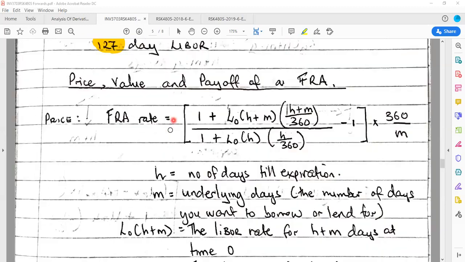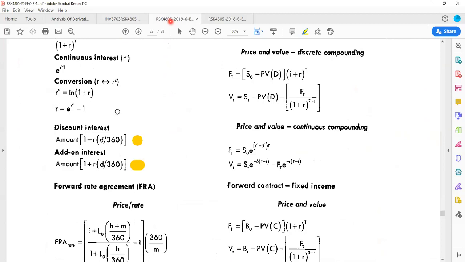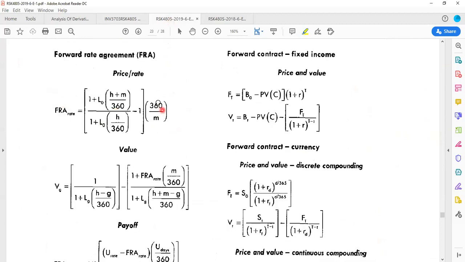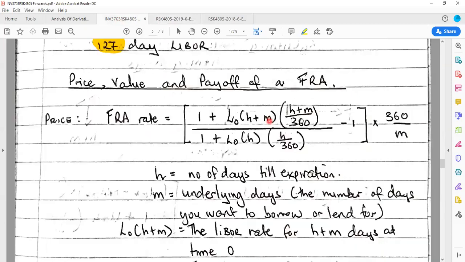On the exam paper, they give the following formula for the FRA rate, but the way they wrote this, it can be a bit misleading, especially these parts. So I prefer to write the formula as follows, where I put this H plus M before the days over 360 and this H before the H over 360. I prefer to write the formula like this.